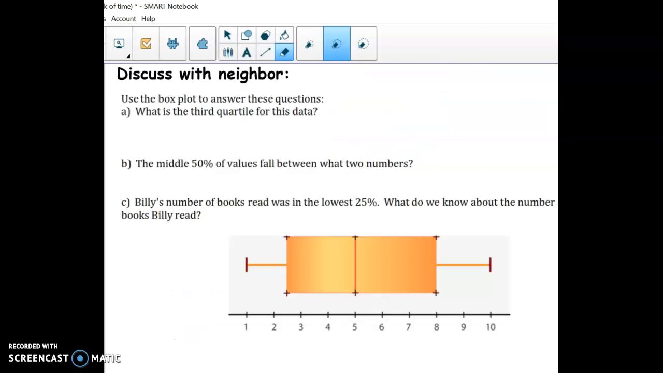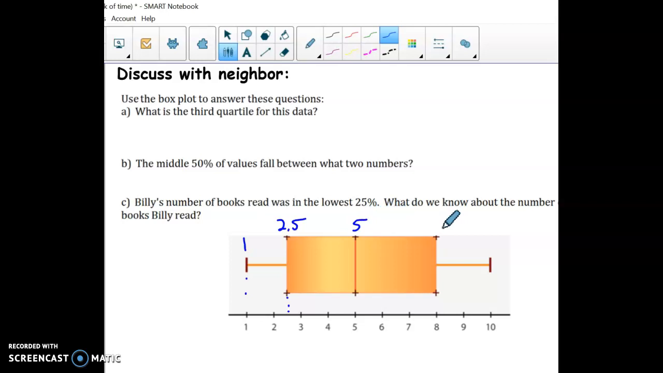All right. I've seen them where you have to interpret it. These are some books that were read over the summer. Usually you draw a number line down here, and they correspond. So the lowest person read 1, then our Q1, the median of the lower values, was 2.5, and then 5 was the median, and then 8 was here, and then we had 10 up there. See if you can interpret this box and whiskers plot and answer these questions.